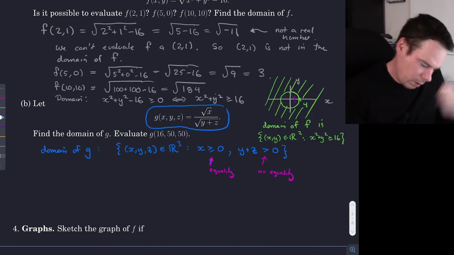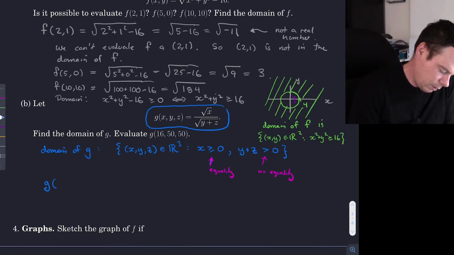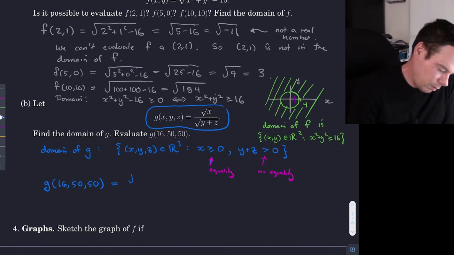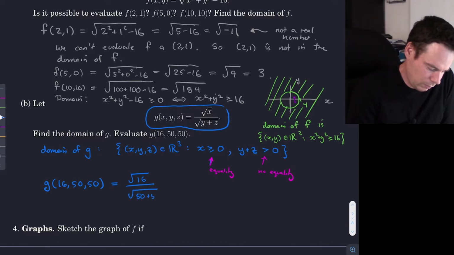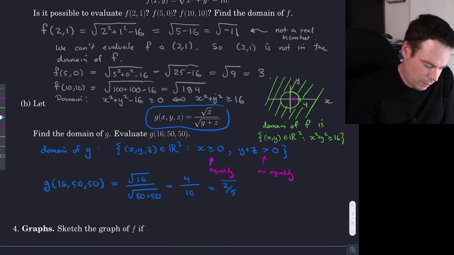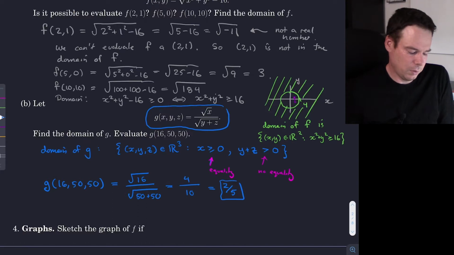And now what we'd like to do is evaluate our function at 16, 50, and 50. Now as a quick check, we could say, is that in the domain? Well, x is bigger than 0, and the sum of y and z is bigger than 0. So yeah, it's in the domain. Let's see what it works out to be. This is the square root of 16 over the square root of 50 plus 50. Square root of 16 is 4. Square root of 50 plus 50, that's 100. Square root of 100 is 10. So 4/10, or we could simplify it, 2/5. So 2/5 is the value of our function g at that input 16, 50, 50.